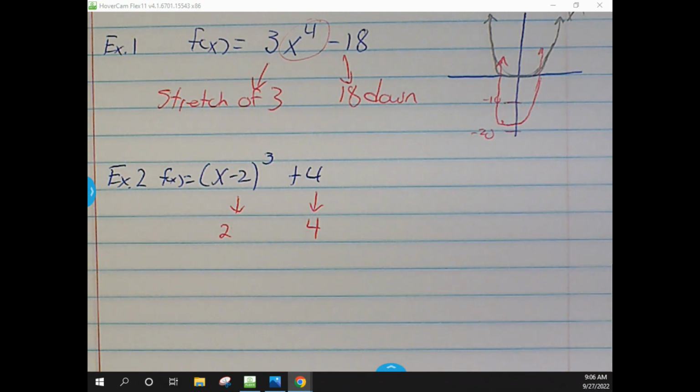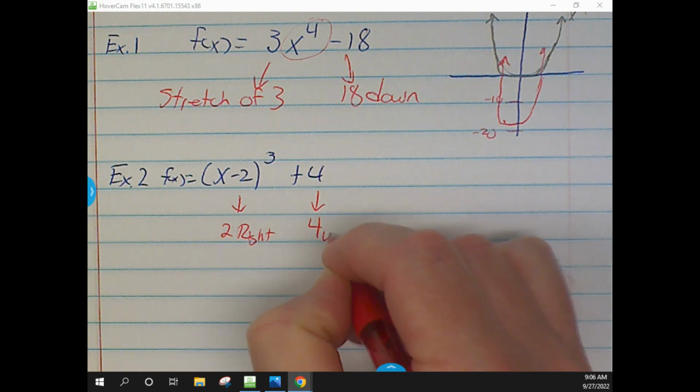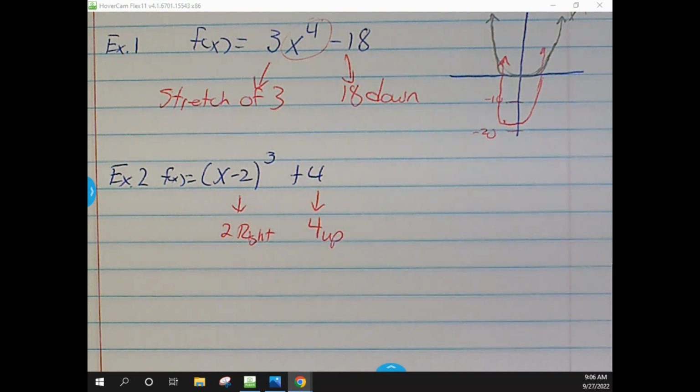All right, so we've got x to the third. We've got a minus 2 and a plus 4. So it just comes down to the 2 and 4. What's the impact with the 2 on the inside and the 4 on the outside? What do those two numbers do? Yep, 2 right and 4 up.